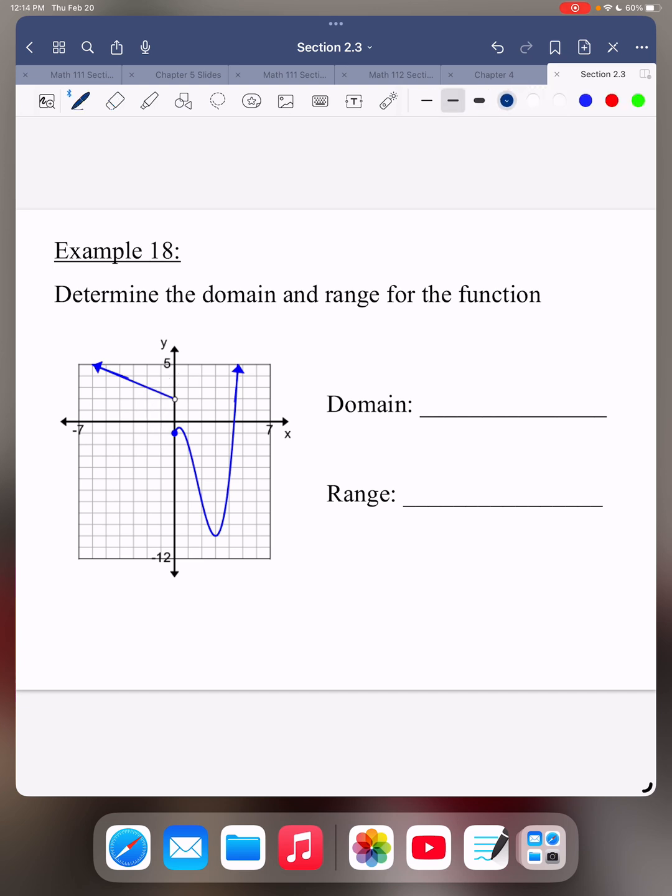Well, when I think about the domain, I know I need to say how far to the left and right do I go, and do I do so continuously? No holes, no breaks, let's check.